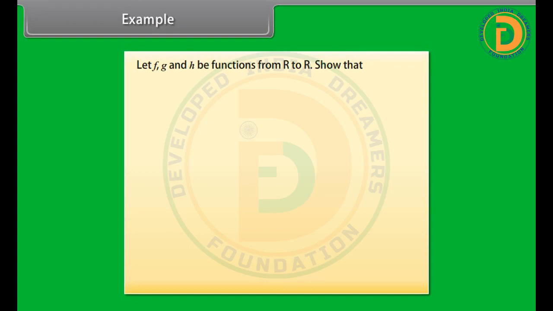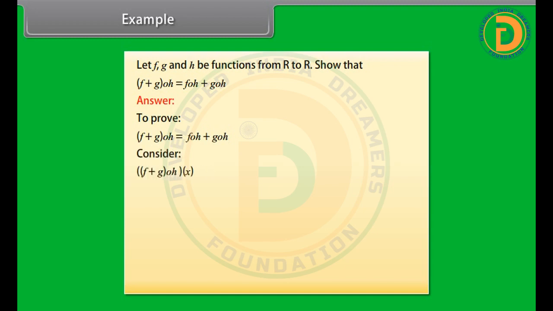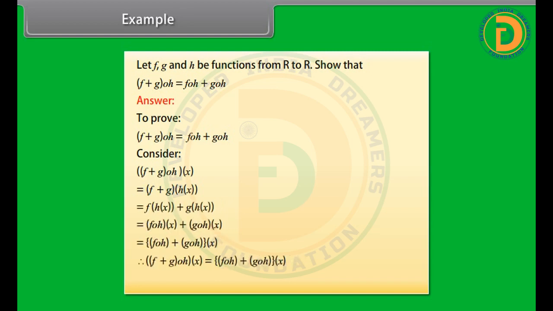Let f, g and h be functions from R to R. Show that (f plus g) o h is equal to f o h plus g o h. Answer. To prove (f plus g) o h is equal to f o h plus g o h, consider (f plus g) o h of x, which is equal to (f plus g) of h of x. On solving we get (f plus g) o h is equal to f o h plus g o h.